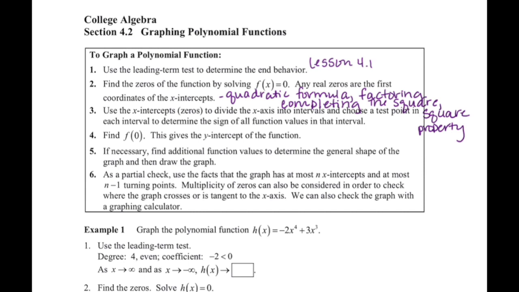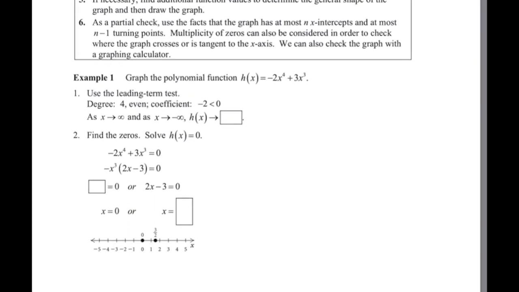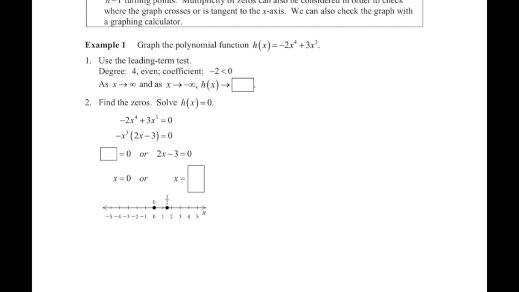Multiplicity of zeros can also be considered when checking where the graph crosses or is tangent to the x-axis. We can also check the graph with a graphing calculator. Let's look at the graph of negative 2x to the fourth plus 3x cubed. It's already written in descending order.